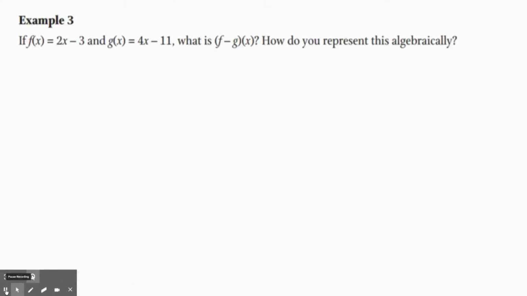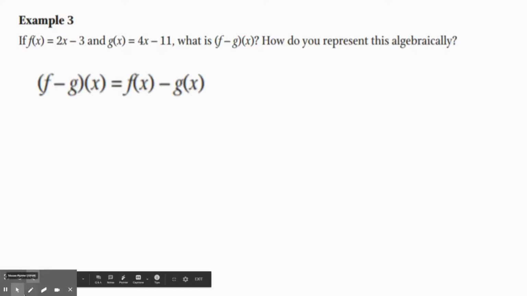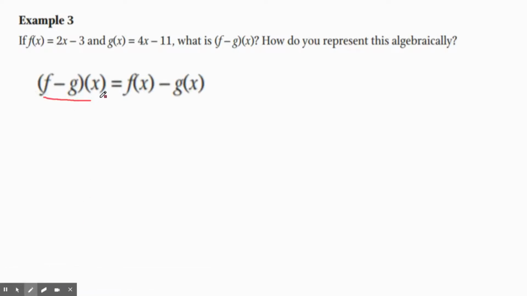Example 3, if f of x is equal to 2x minus 3 and g of x is equal to 4x minus 11, what's f minus g of x? So a lot like the other two, we're just going to do what it says. We're going to subtract f of x minus g of x. So what is f of x? 2x minus 3. What is g of x? 4x minus 11.